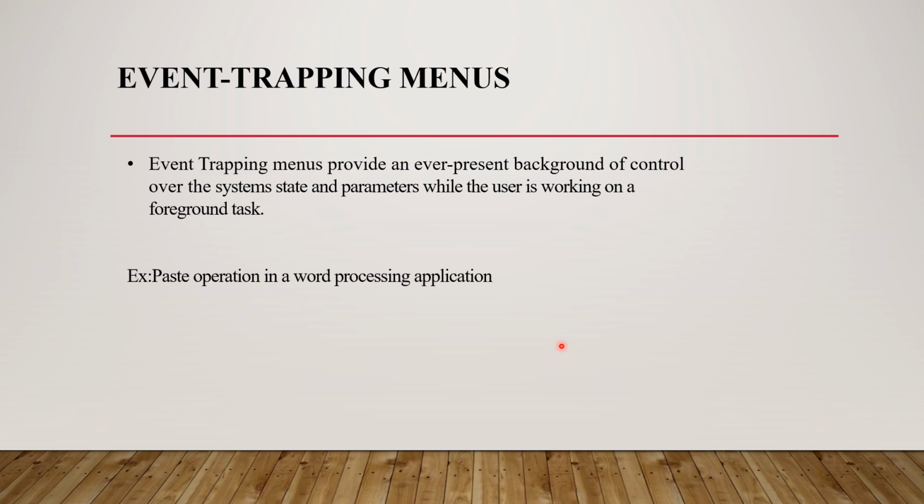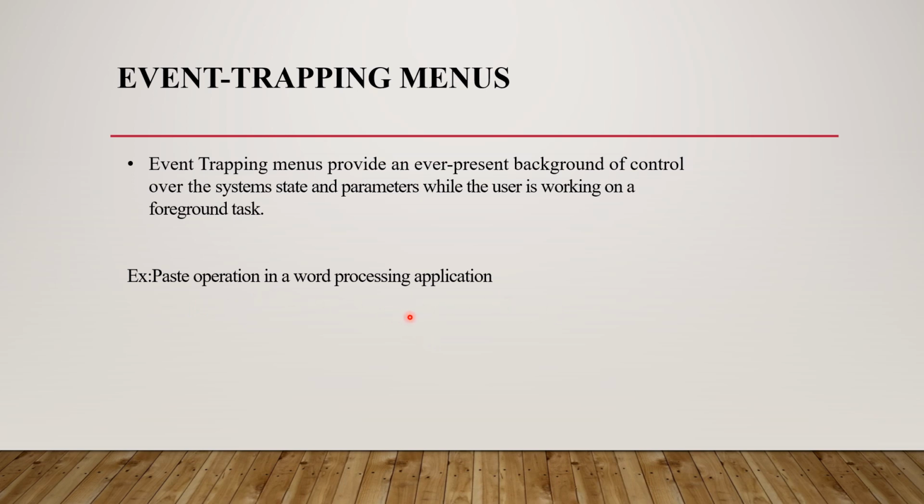Whatever option I am choosing there, by right clicking my mouse button or by selecting through my mouse button, I can perform that operation on that particular text. So that event is happening whenever I click the mouse after selecting the text. Or the best example is the paste operation. The paste operation in a word processing application is an event trapping menu.